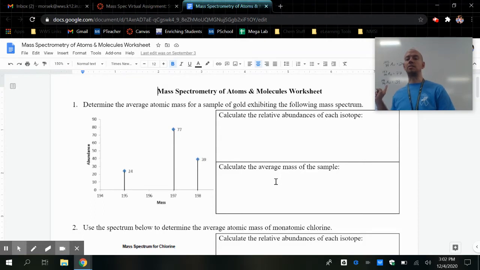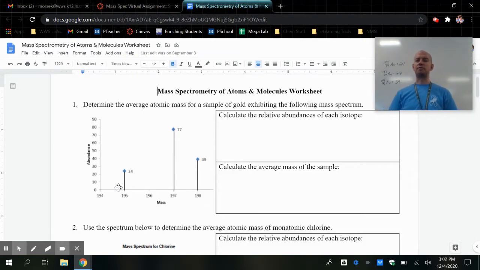And I've summarized what I have up here, and I'll make this a little bit bigger as we go through the math in a moment. But as we look at these numbers, 24, 77, and 39, they don't add up to 100, meaning that these are relative abundances, but these are not percent abundances. So it's not saying that 1/4 or 24% of it has a mass of 195. It's 24 out of every however many.